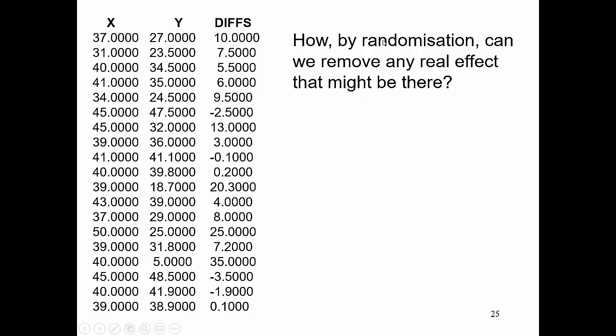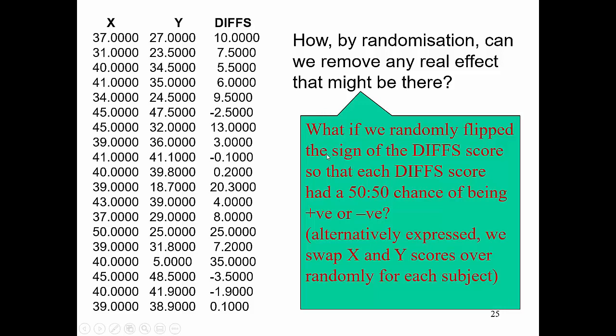So the question is, how by randomization can we remove any real effect that there might be in the data? We're going to use a randomization method to ensure that in all the resamples we're going to generate, the null hypothesis will hold. There are no differences. So what if we randomly flip the sign of the difference scores, so that each score had a 50-50 chance of being positive or negative?